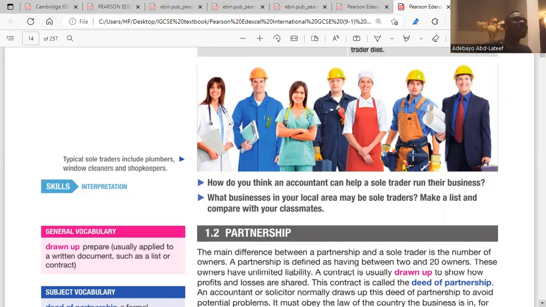The sole trader might not have that ability to put up a ledger or a financial statement or a profit and loss account or a balance sheet. So the accountant could help in that aspect. So the accountant will act as a consultant to help the sole trader. I think it's clear. Is it clear, please? Yes.